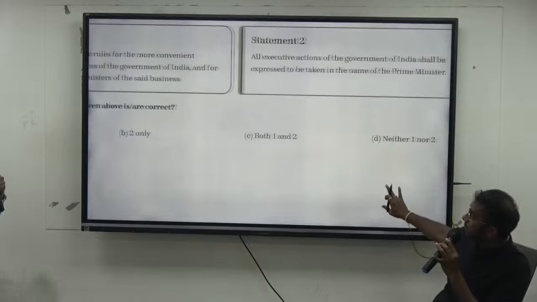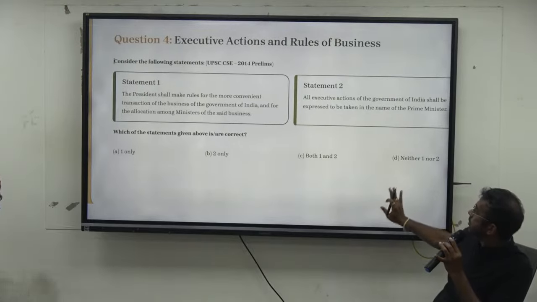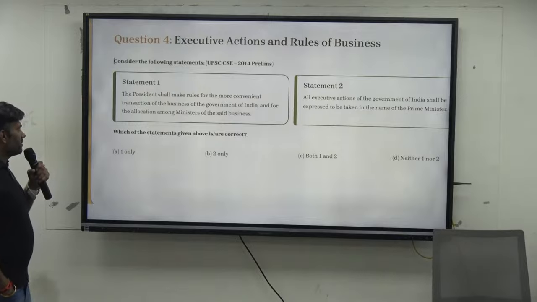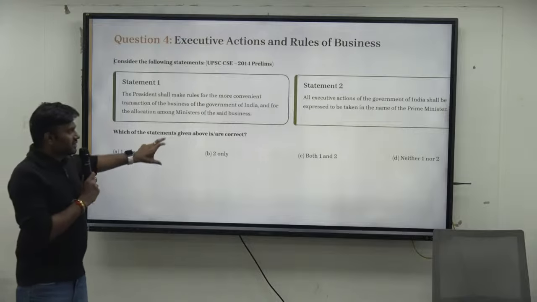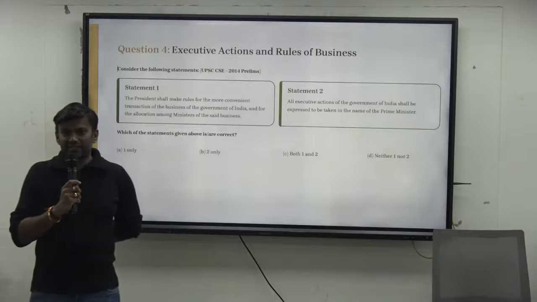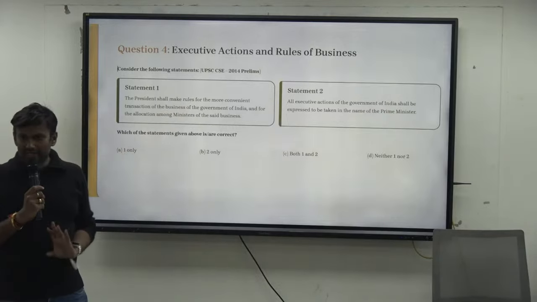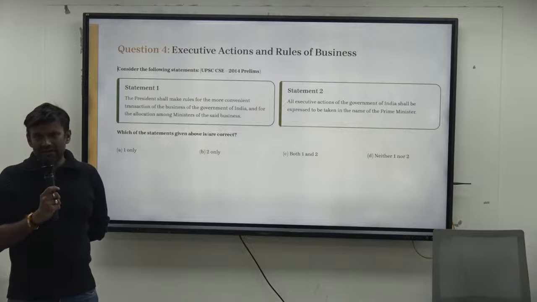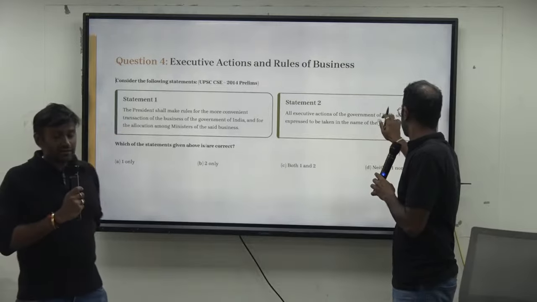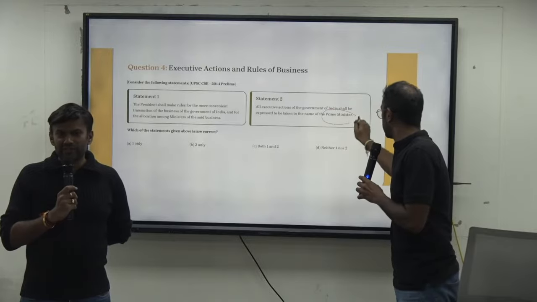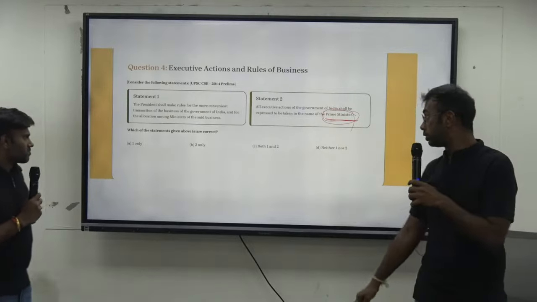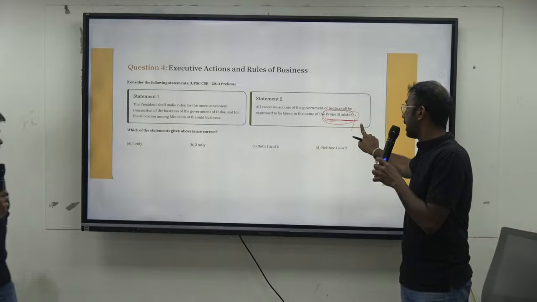Consider the following statements. President shall make rules for convenient transaction of the business of the Government of India and for allocation of the said business among ministers. Second statement, all executive actions taken by the Government of India shall be expressed in the name of the Prime Minister. Second statement is incorrect. First statement, 100%, it is the executive power of the President, right? So if you take the transaction of business rules, allocation of business rules, 1961, who has made these rules? It is the President.